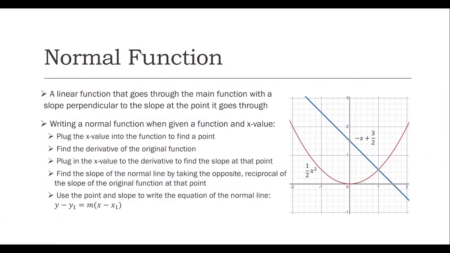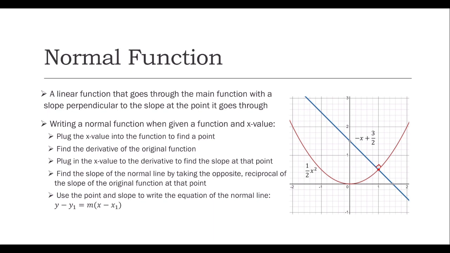A normal function is a linear function that goes through the main function with a slope perpendicular to the slope at the point it goes through. So in this one, it's going through that same point, but your slope is perpendicular to your slope at 1/1/2.